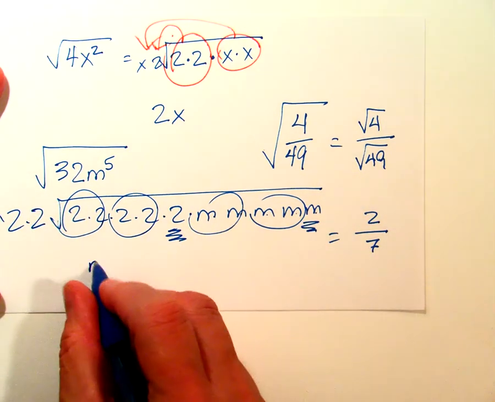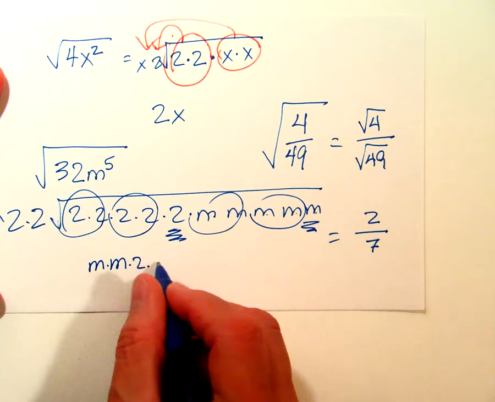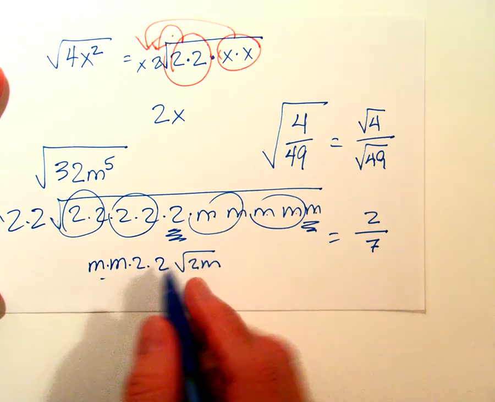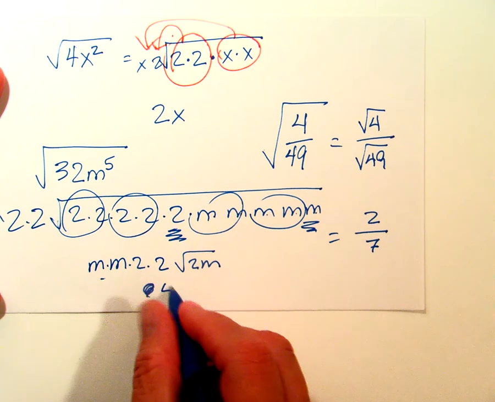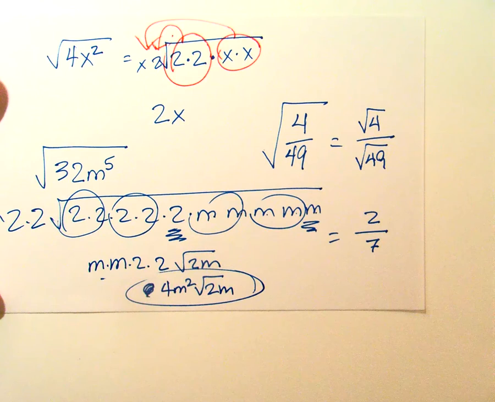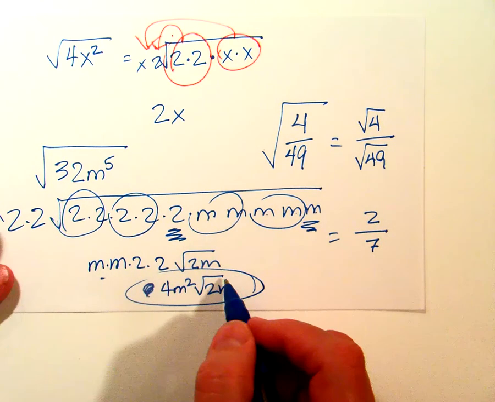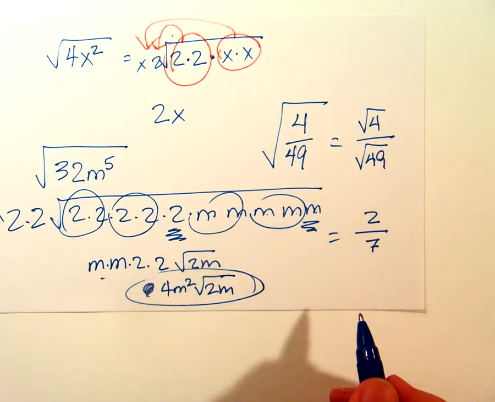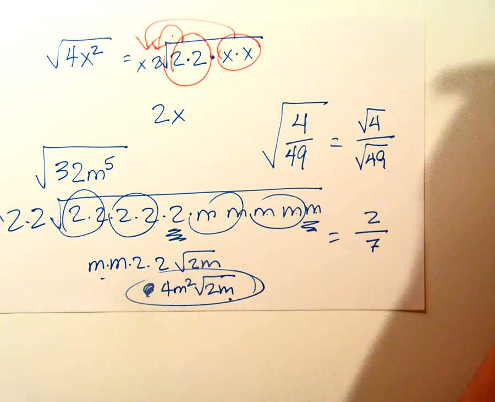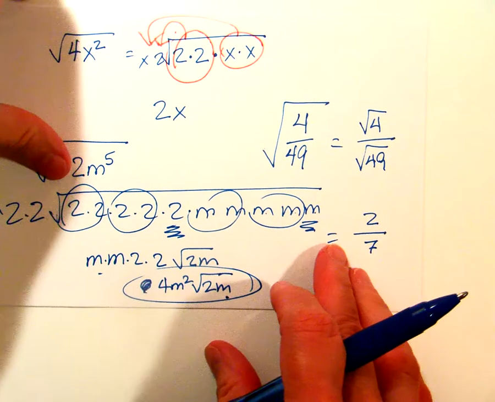So what do we have left? m times 2 times 2 times the square root of 2m. This will simplify to 4m squared times the square root of 2m. This is the final answer. Now you're starting to notice you can't get a decimal out of that because it's got a variable in it. So we're going to have to work them as radicals.